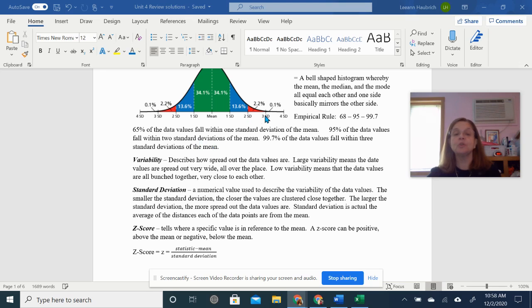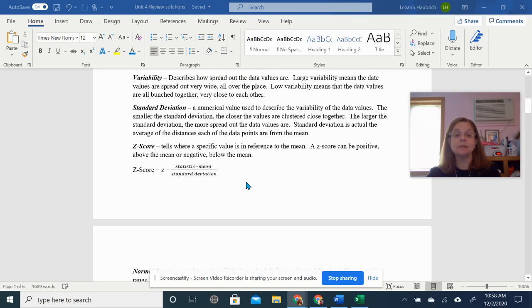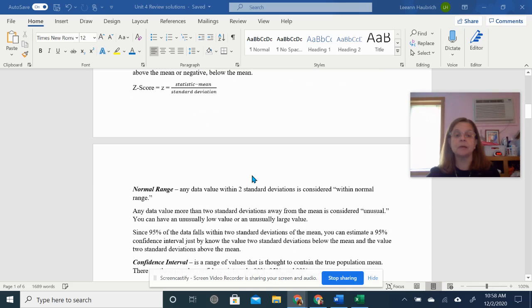It may be unusually heavy. It may be unusually tall. Same with the low values. A person may be unusually short, or an object may be unusually light. So the z-score is an actual specific value that references the mean. It can be positive or it can be negative, depending on what side of the mean.